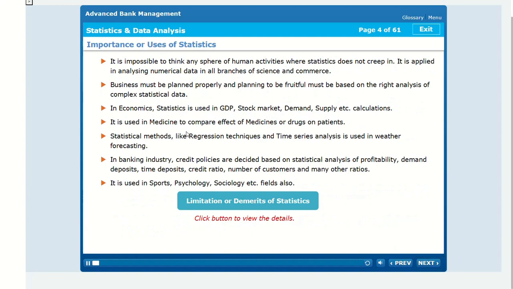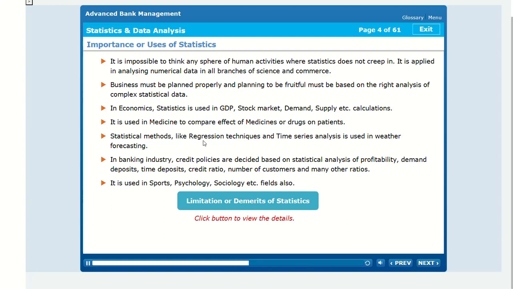Importance or uses of statistics. It is impossible to think of any sphere of human activities where statistics does not creep in. It is applied in analyzing numerical data in all branches of science and commerce. Business must be planned properly and planning, to be fruitful, must be based on the right analysis of complex statistical data. In economics, statistics is used in GDP, stock market, demand, supply etc. calculations. It is used in medicine to compare the effect of medicines or drugs on patients.